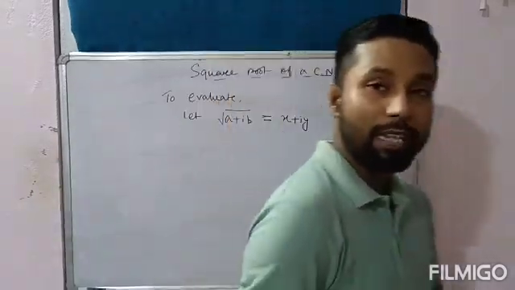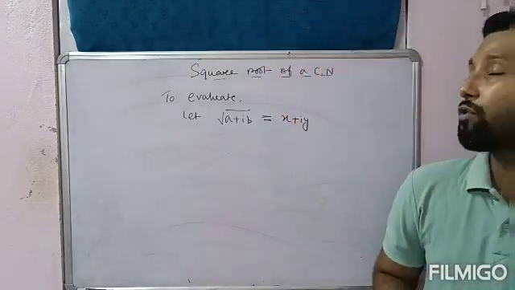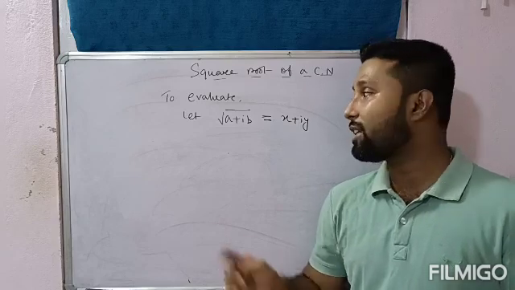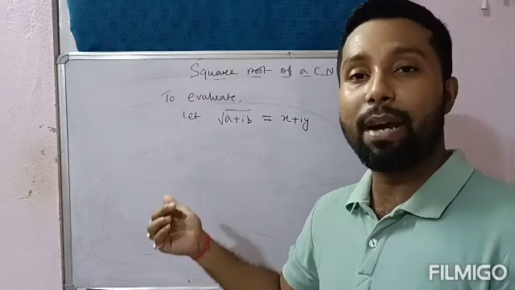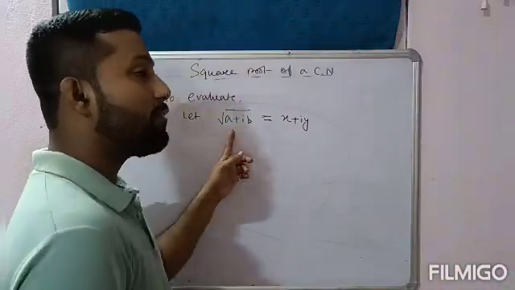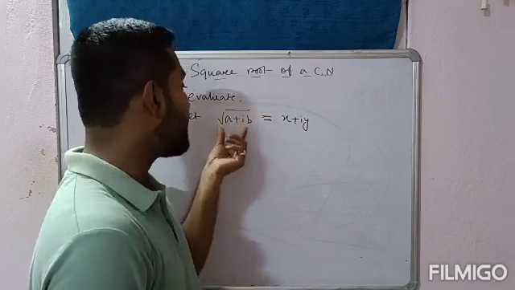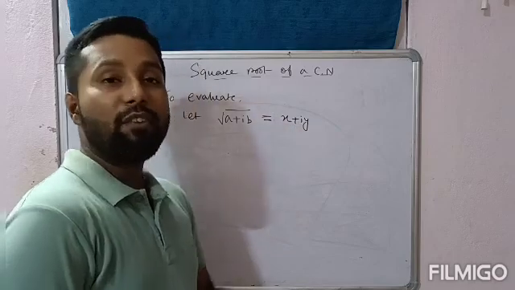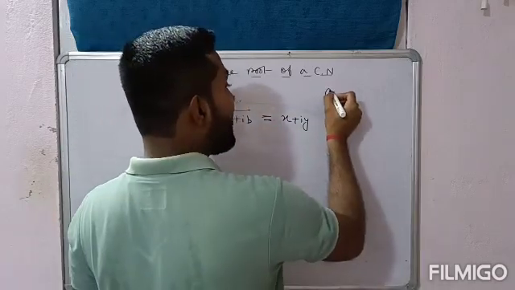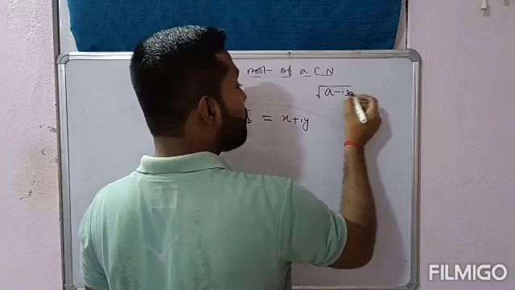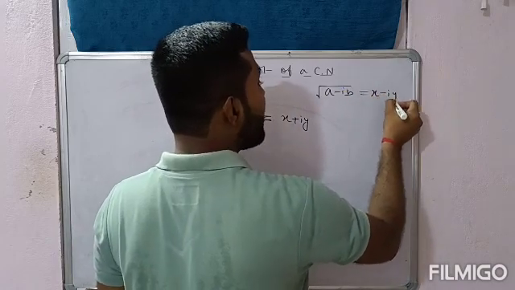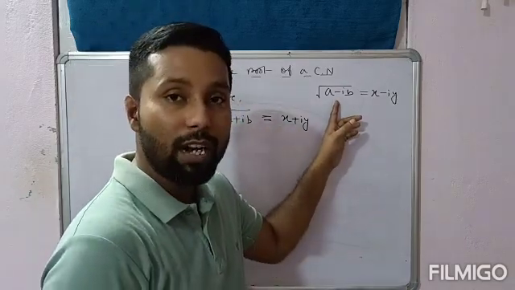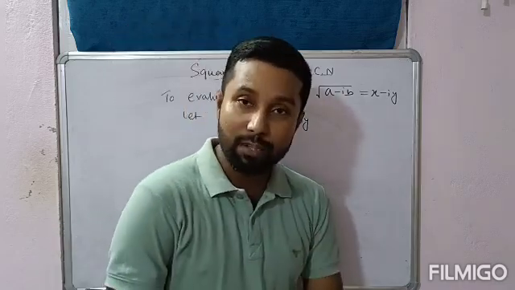Whenever you are asked to find the square root of any complex number, first of all you have to check whether the given complex number is in the form of a plus ib or a minus ib. If the complex number is in the form of a plus ib, then consider that square root of the complex number is equal to x plus iy. But if the given complex number is in the form of a minus ib, so to evaluate root over a minus ib, we have to consider x minus iy. मतलब साइन के ऊपर डिपेंड करेगा. अगर a minus ib फॉर्म में होगा तो then you have to write is equal to x minus iy.